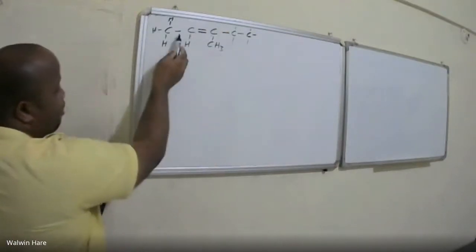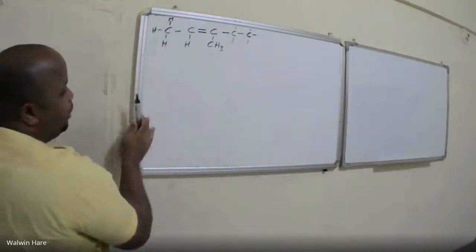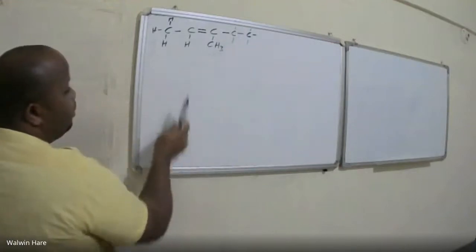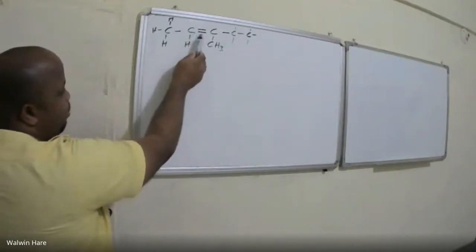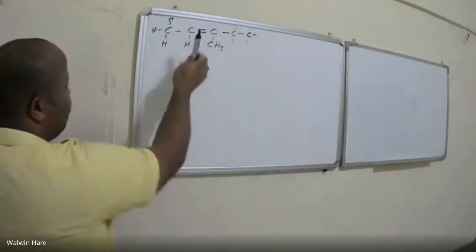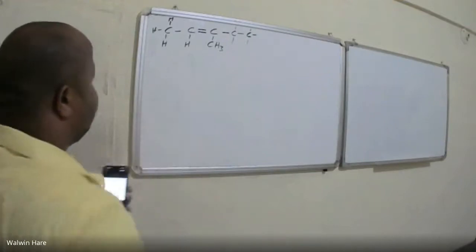It couldn't be here because this carbon has 1, 2, 3, 4 bonds. And this carbon has 1, 2, 3, 4 bonds. So the double bond must be between these 2 carbon atoms. So we have ourselves an alkene. What would be the name of this alkene?